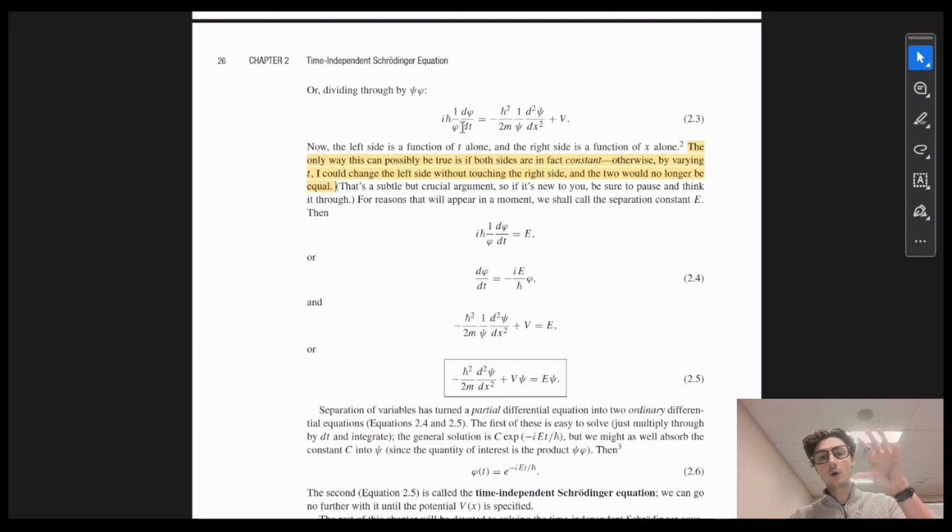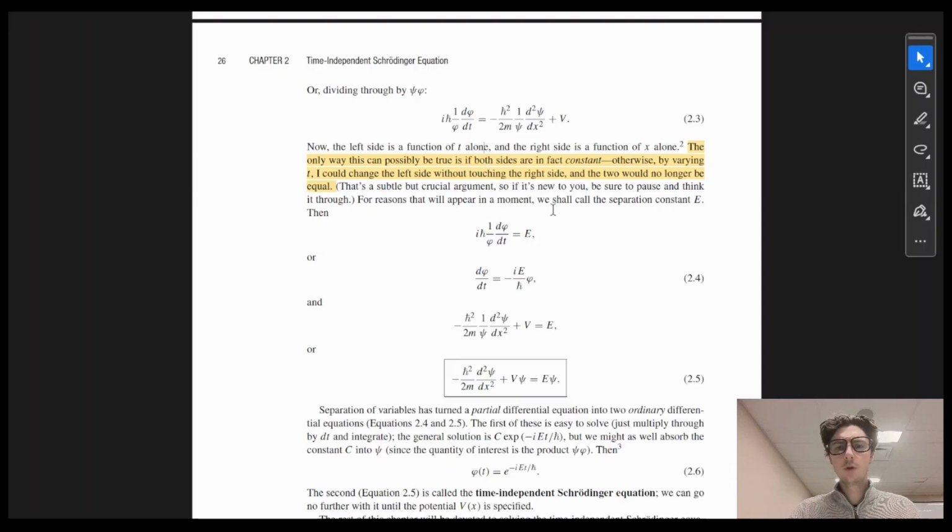So if I want, I can turn the knob on the left side and keep the right side constant, right? Because the variables that those sides depend on are different. So I can just manipulate one without affecting the other. And if I do this, then this equality breaks. So the only way this equality can be true is if both sides are constants. Super, super smart kind of deducing logic here. That's a subtle but crucial argument. So if it's new to you, be sure to pause and think it through.